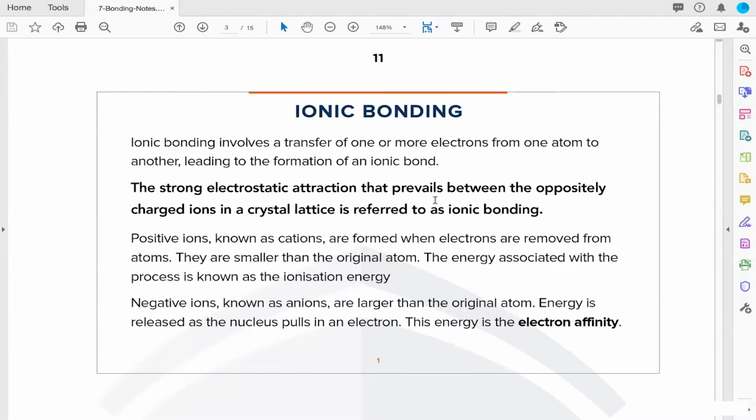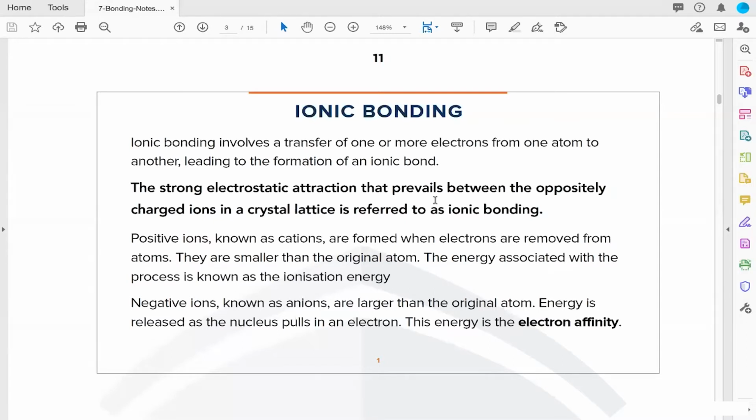What is it between? The oppositely charged ions. That means there's ions. Ions are atoms or groups of atoms that have charge on them. They're not neutral. And they're in a crystal lattice. So three words, I'll repeat again: the strong electrostatic attraction, the force that's there; between oppositely charged ions, the particles that are there; in a lattice, the structure that it has.